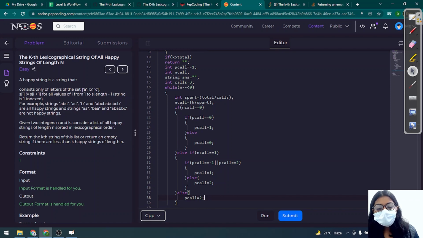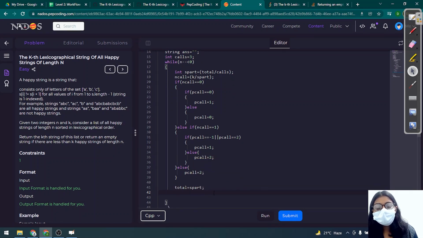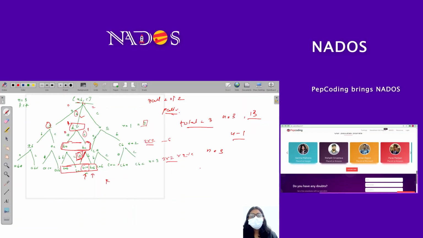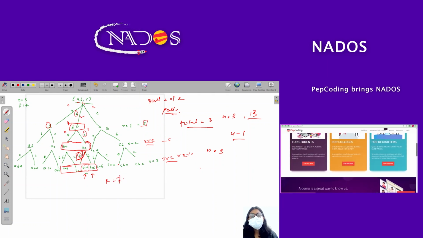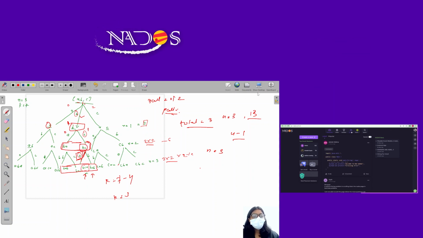Okay. Now, decrease the total. Total will be equal to now single part. Total is equal to single part here. And after that, now decrease the k. K was also decreased, right? I told you. Here, let's see. K here was 7 for this. K here decreased to single part. K was 7. K was decreased to single part, which was 4. K here becomes 3, right?